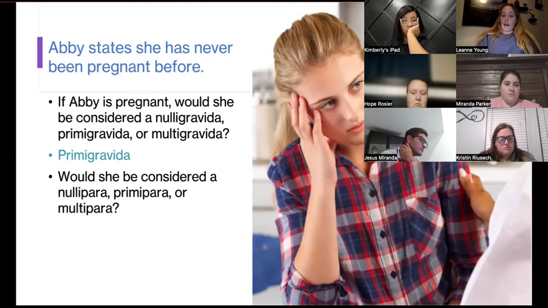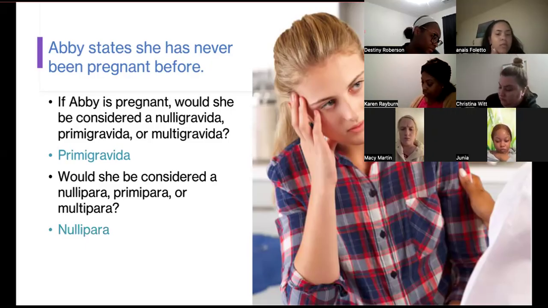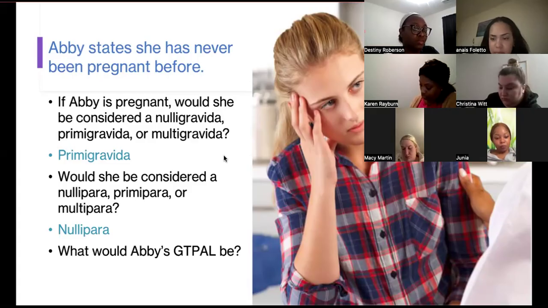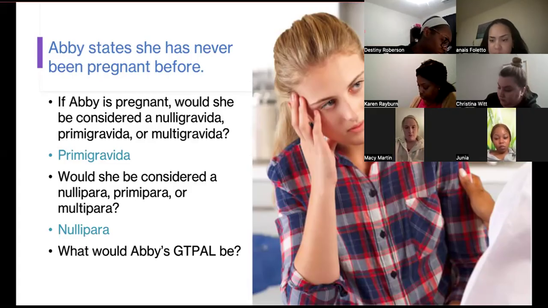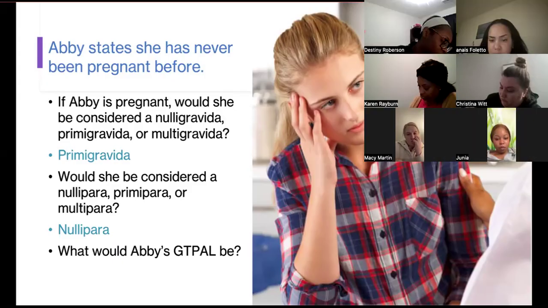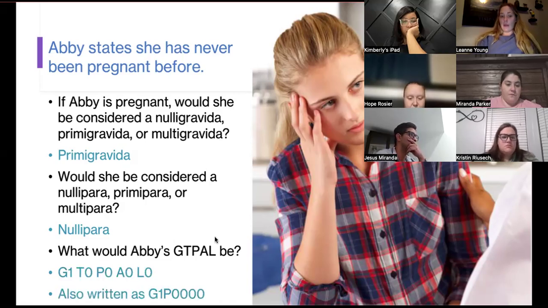Would she be considered a nullipara, a primipara, or a multipara? Nullipara. Yep, because she has never delivered or given birth to a baby that's over 20 weeks of gestation. And what would her GTPAL be? One zero zero zero zero. Yep, she is a G1P0 is the shortened version. But yep, that is correct. G1T0P0A0L0.